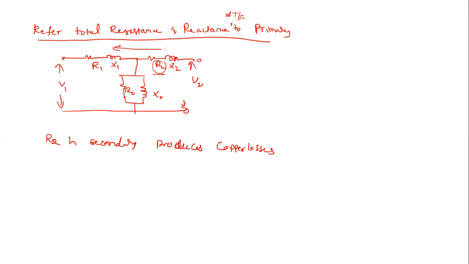Yes, sir. Therefore, whatever copper losses it is producing on the secondary side, the same copper loss has to be produced on the primary side by the primary current. Correct or not? In the primary side, only the primary current will flow. So this you have to remember: R2 in the secondary produces certain copper losses, I2 square R2. Correct or not?